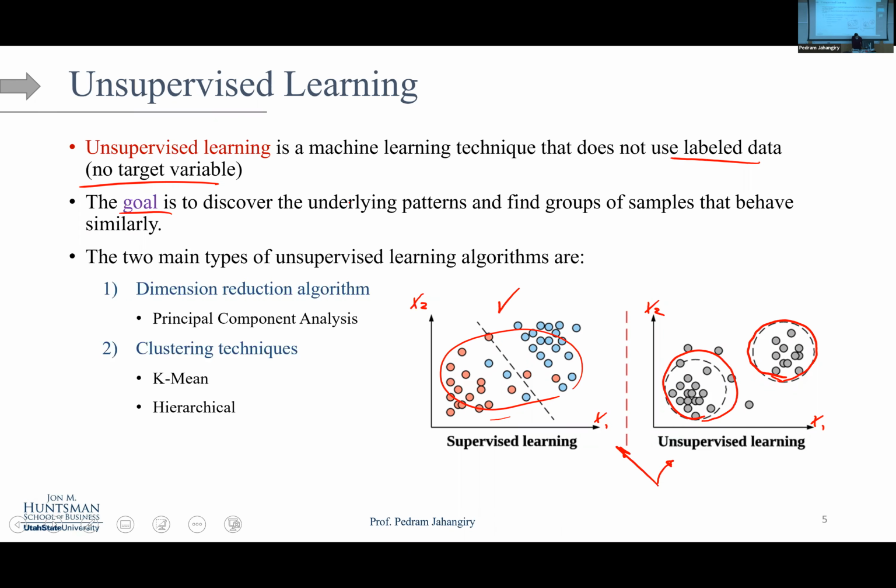Okay. The 2 main types of unsupervised learning algorithms, as we discussed: the first one is dimension reduction algorithms, namely PCA, and the second one is clustering techniques. Now, we're going to go over k-means clustering and hierarchical clustering in general.